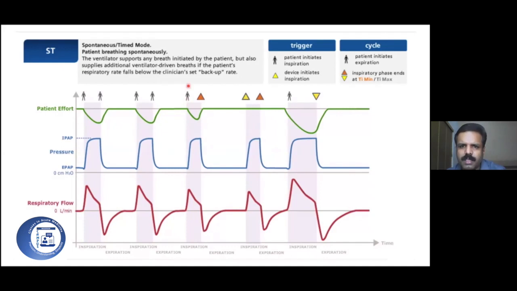Any doubt? Please keep chatting. Whenever you have any doubt, you can tell me at what point you are having the issue. Once again, I'll repeat. You will have an IPAP and an EPAP. The difference between these two is the pressure support. Every one of these emblems indicates the patient efforts, and this is an inspiratory phase and an expiratory phase. When the patient is not breathing, the machine will generate the breath.